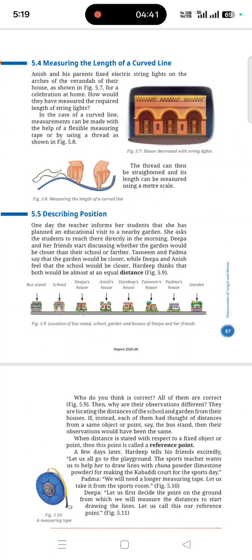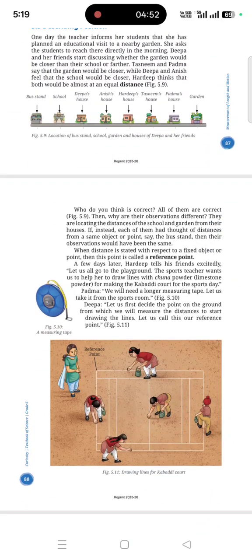Then describing the position, as you already know, the location can be described with respect to the distance. You know, speed is equal to distance by time. So here we are not going to see about speed, it's going to be the reference point, that is from where you are going to start and from where you are going to end. So the point from which you are going to observe or measure is said to be the reference point.